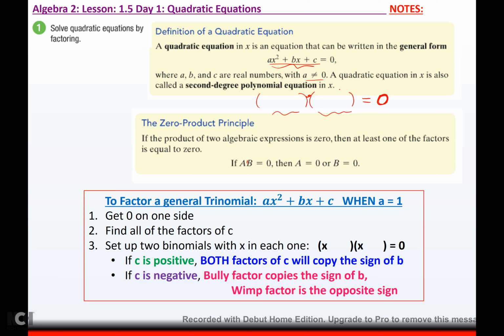Okay, so to factor general trinomials, ax squared plus bx plus c when a equals 1, meaning there's a 1 there, or they won't write it, it's just x squared something. Your steps are get 0 on one side, find all the factors of c, set up two binomials with x in each one, and then find your factors of c that make b and put them in there, here and here, and then do your signs. If c is positive, then these both get to take whatever's in the middle. If c is negative, then only the bully would get to copy the middle sign and the other one would have to be the opposite.